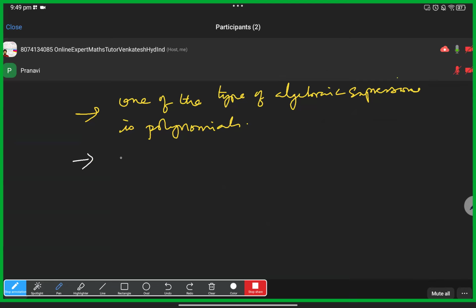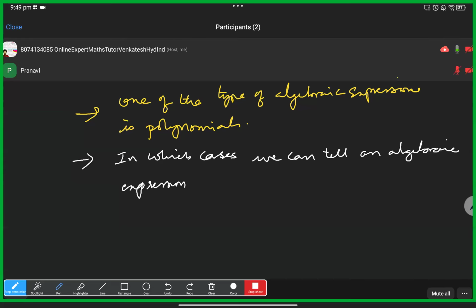So the next thing is, in which cases can we tell an algebraic expression is a polynomial? There are certain conditions. By looking at an algebraic expression, we should check, because an important question is there with 4 options, and they'll ask us to tell which of the following is not a polynomial or which of the following is a polynomial.